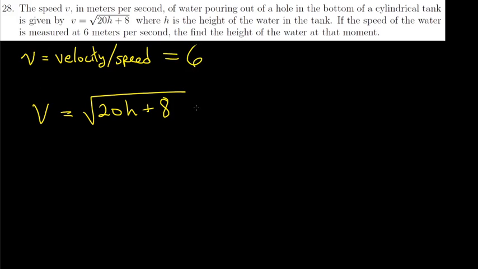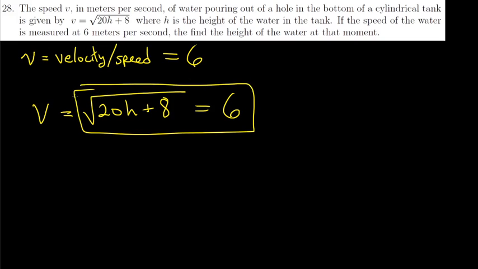It's also speed. So the speed in meters per second of water pouring out of a hole at the bottom of a cylindrical tank is given by this formula. So v is equal to, it's a funny looking v, there you go, v is equal to the square root of 20 times h plus 8. H is the height of the water in the tank. If the speed of the water is measured at 6 meters per second, find the height of the water. So they're telling us the speed is equal to 6. That means this is equal to 6. So there's your equation. Just solve that equation.